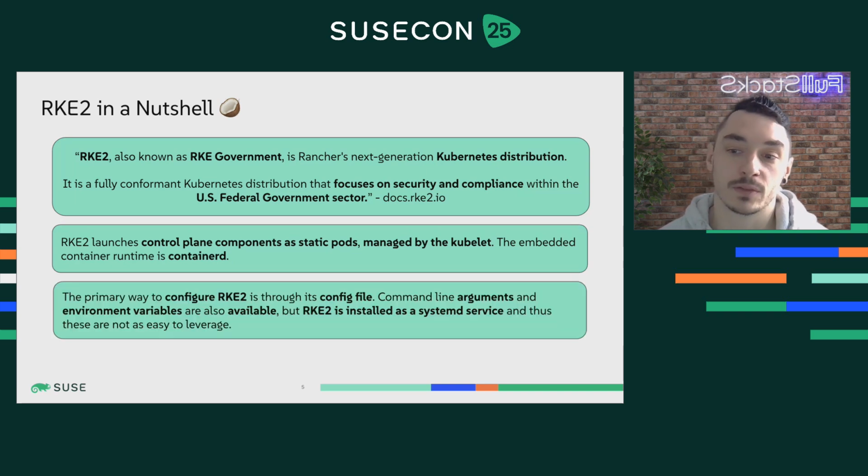The primary way to configure RKE2 is simply by using a YAML file, which is very, very convenient. There is also a possibility to provide command line arguments, for example, or also environment variables. But the primary way to configure your RKE2 installation is via a configuration YAML file, which is actually very convenient and quite straightforward. So RKE2 is SUSE's state-of-the-art bulletproof Kubernetes distribution configurable via YAML file.